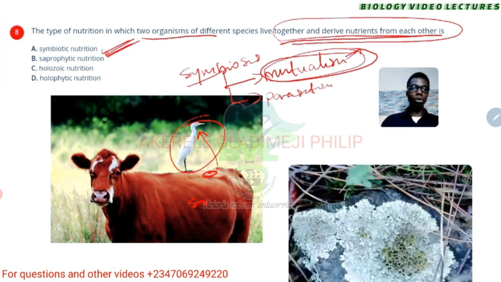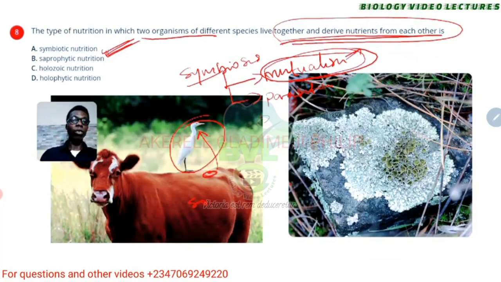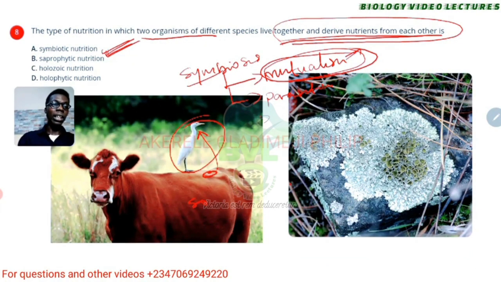All right, that's mutualism. Another example of mutualism is lichen, or liching as some people call it, which is made up of fungi and algae working together, both benefiting nutrients from each other. The algae forms the food for both of them to feed on, while the fungi protect both of them from adverse weather conditions.